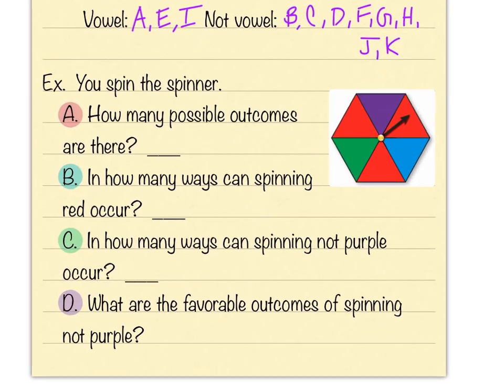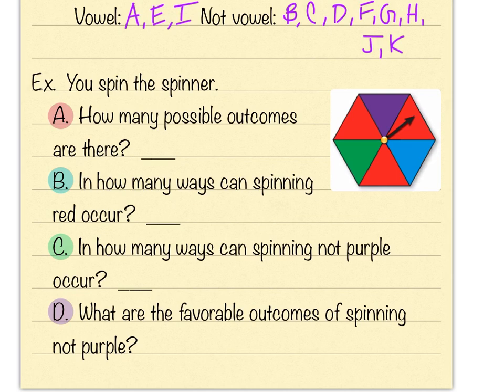Next example, we have a spinner here. You can see this spinner is definitely not equally likely because there's a lot more red than there is any other color. It says, how many possible outcomes are there? Well, this question isn't asking how many colors are there, because there's only 4. It's asking how many spots can the spinner land on, and there's 6 different spots. So 6 different outcomes. It says, in how many ways can spinning red occur? Well, 3 of those 6, or half of the spots, are red. So we'll put 3 there.